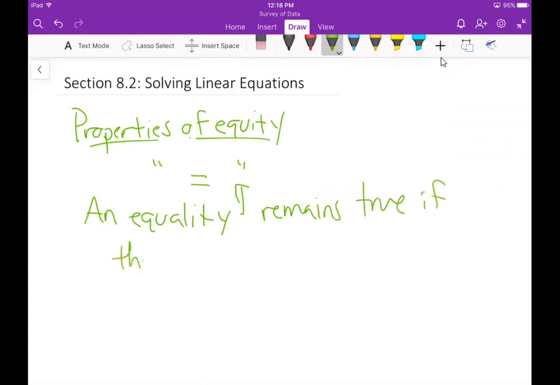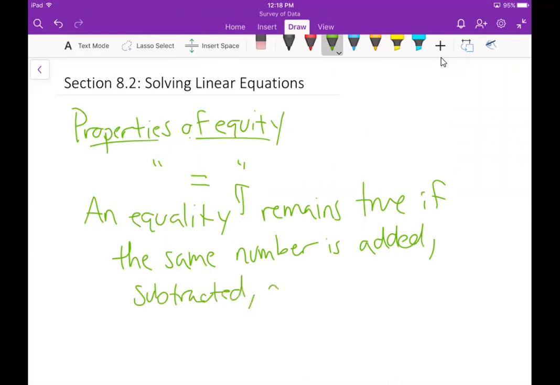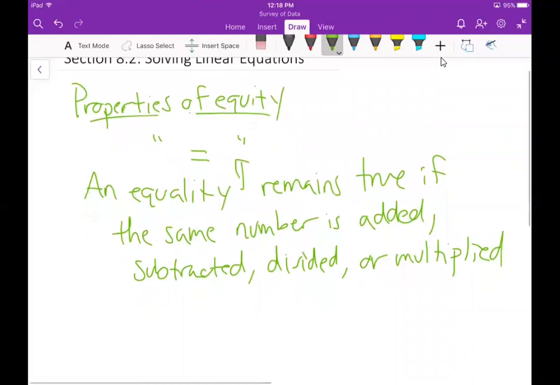so long as the same number is added. We can add to both sides, we can subtract, we can divide, and we can multiply. Okay, so basically what you want to realize is that you can do any operation to both sides of an equation as long as you do it with the same number and do it to both sides. Your equality will remain true.